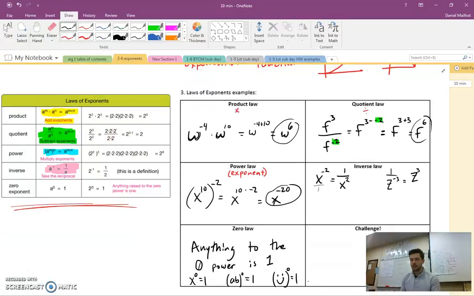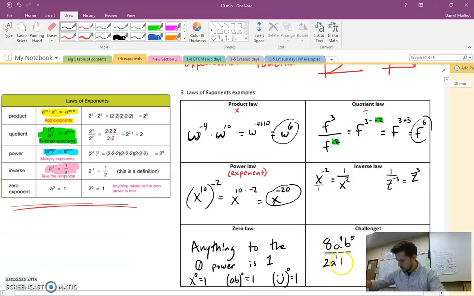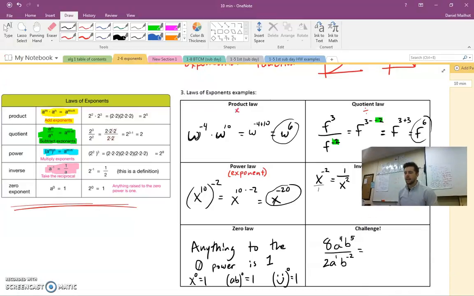All right, one challenge problem, okay? And this is what you'll see on your group collaboration work that you're going to turn in for a grade today. Let's bring these rules together. 8a to the 4th, b to the 5th, over 2a to the 1st, b to the negative 2. Let's simplify that so that all the exponents are positive and it's reduced as much as possible, right? It's good to condense things. I don't want to write that much.